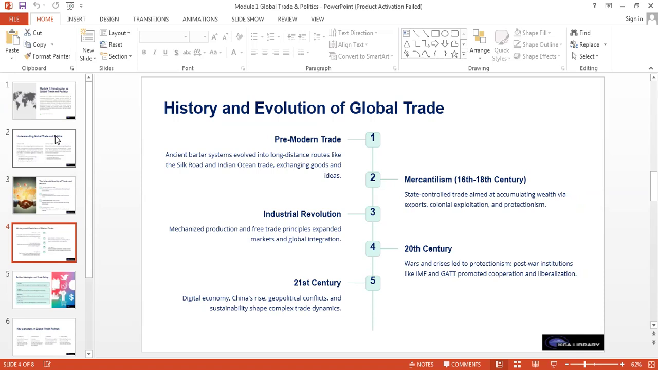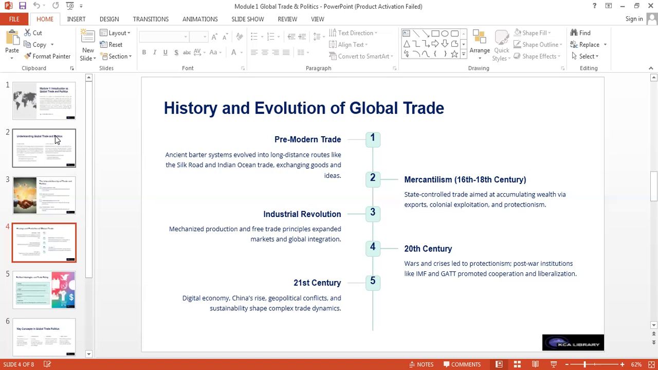So we can pick the history from the pre-modern trade, where they dealt with the barter system, trade and barter, going through oceans and Silk Roads to exchange goods and ideas. Another is the mercantilism era, between the 16th to 18th century, where states controlled trade aimed at accumulating wealth via exports, colonial exploitation, and protectionism.